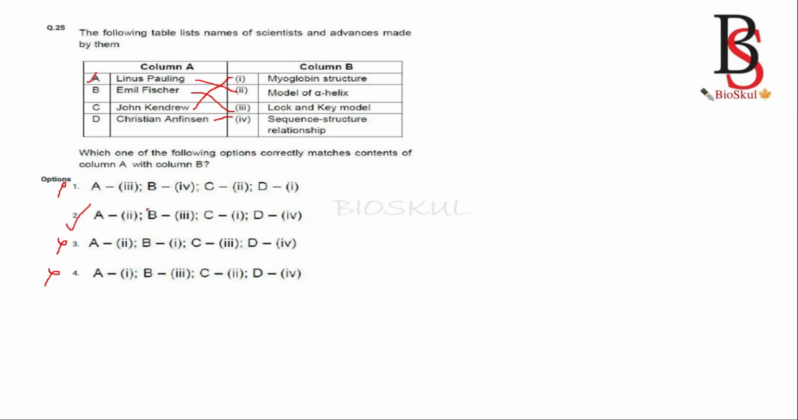Okay, so the correct answer is option 2, that is the linear spooling model of alpha helix and enzyme, the lock and key model, and John Kendrew myoglobin structure, and Christian Anfinsen, that is the sequence structure relationship.